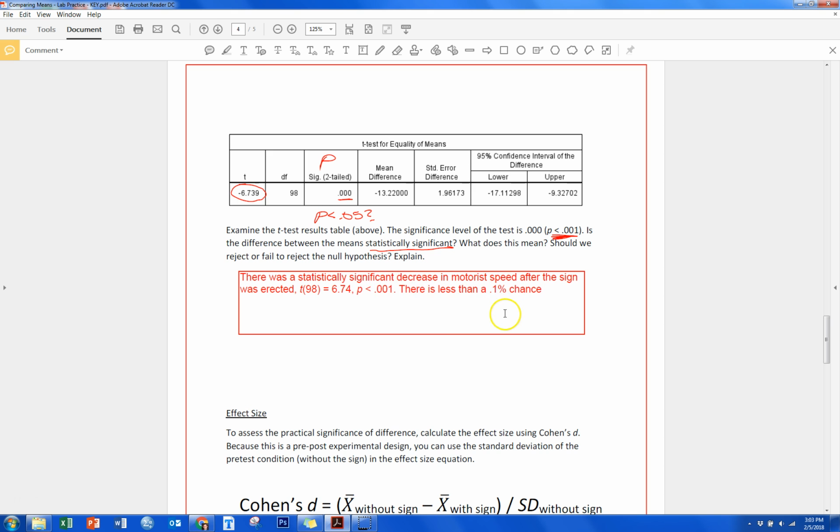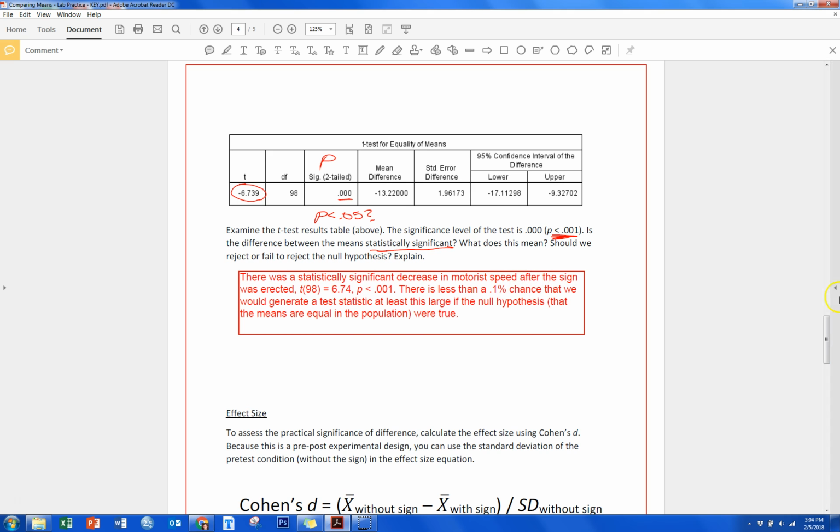A 0.1% chance, less than a 0.1% chance that we would generate a test statistic at least this large. We're talking about the 6.739. So we run this test and get this t-statistic, at least this big, if the null hypothesis that the means are equal in the population were true.